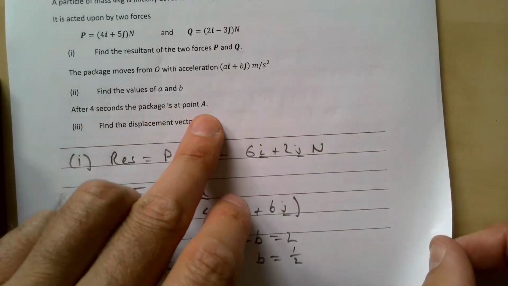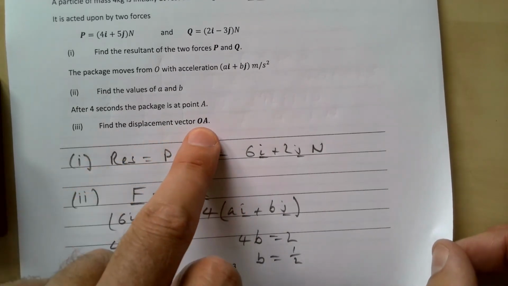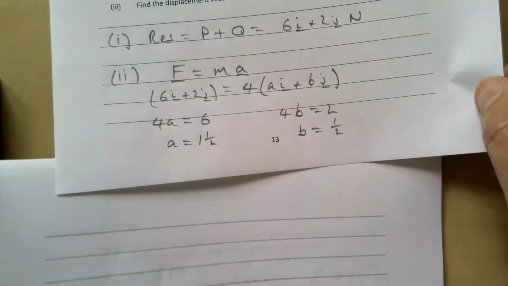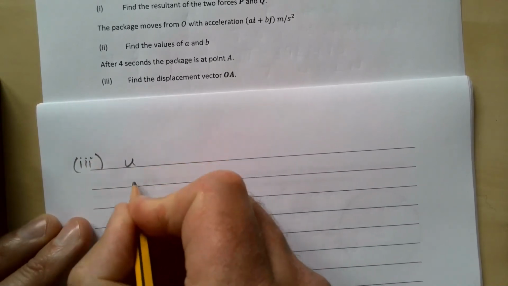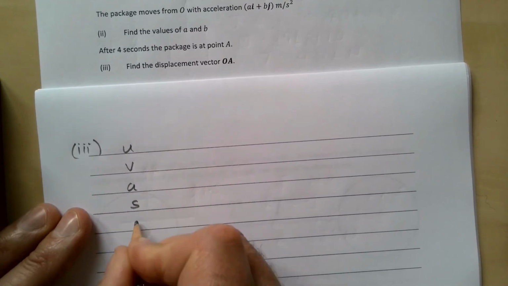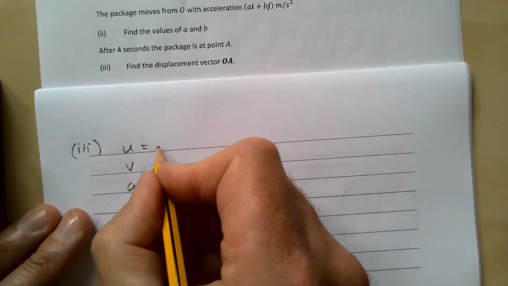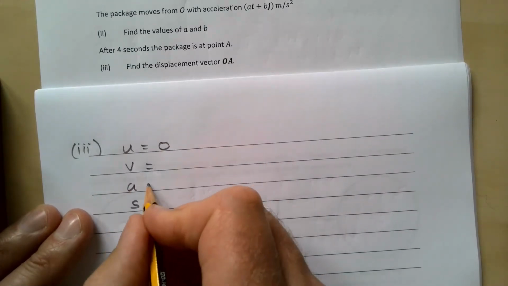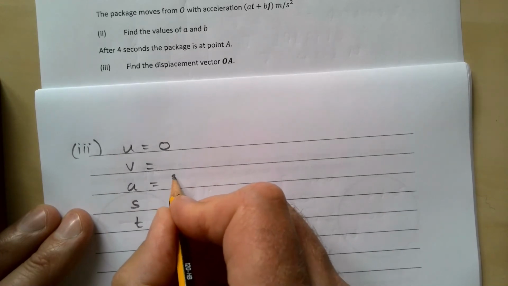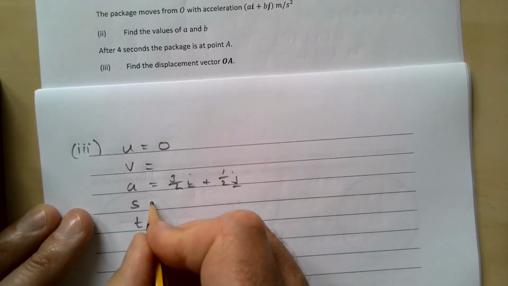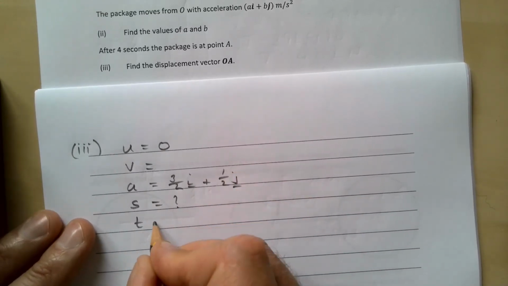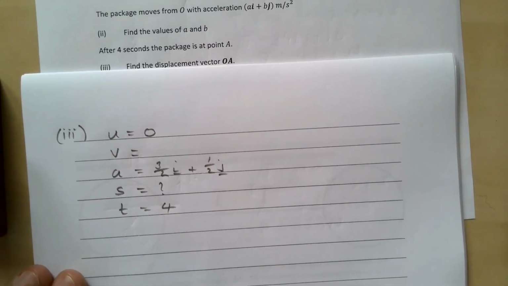After 4 seconds, the package is at point A. Find the displacement vector OA. So that's going to be SUVAT now. So let's see if we can get the relevant information that we need. u, v, a, s, and t. u is 0 because it's initially at rest. v, we don't know. a, we've just worked out, it's 3 over 2 i plus 1/2 j. Displacement is what we're looking for, and the time is 4 seconds.